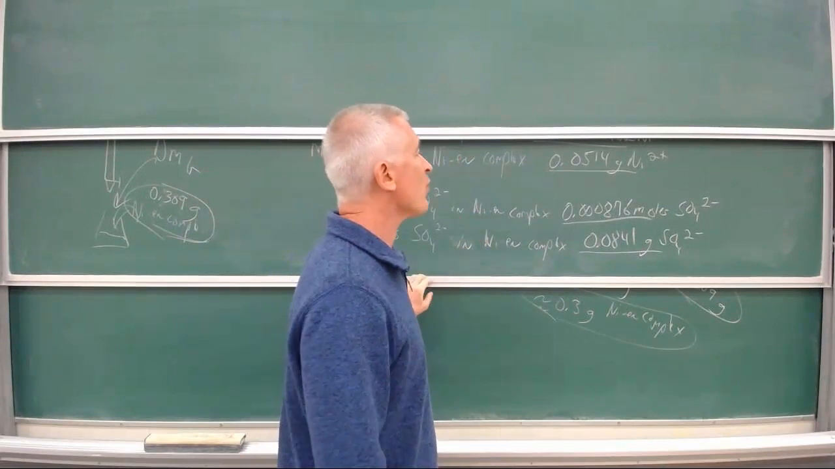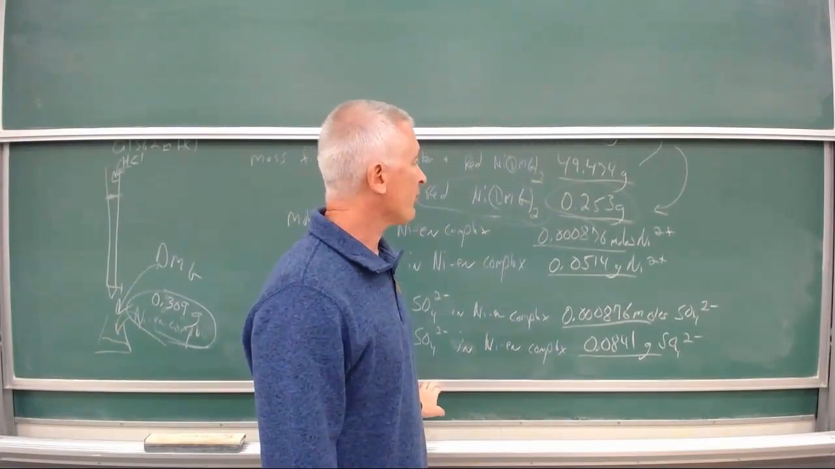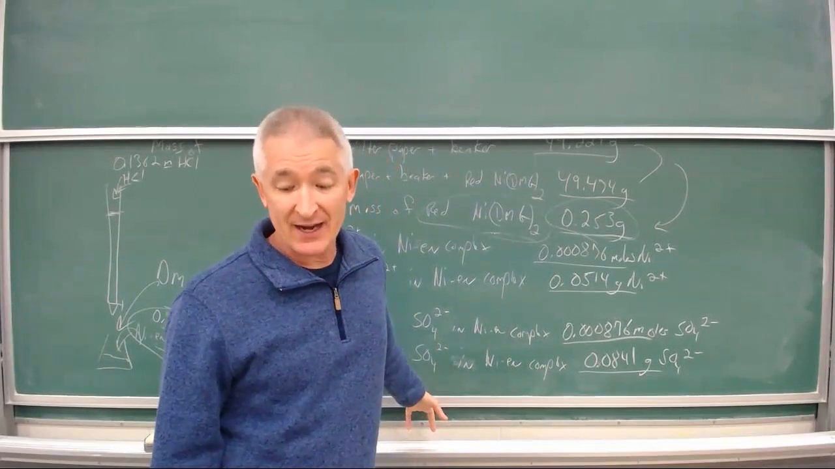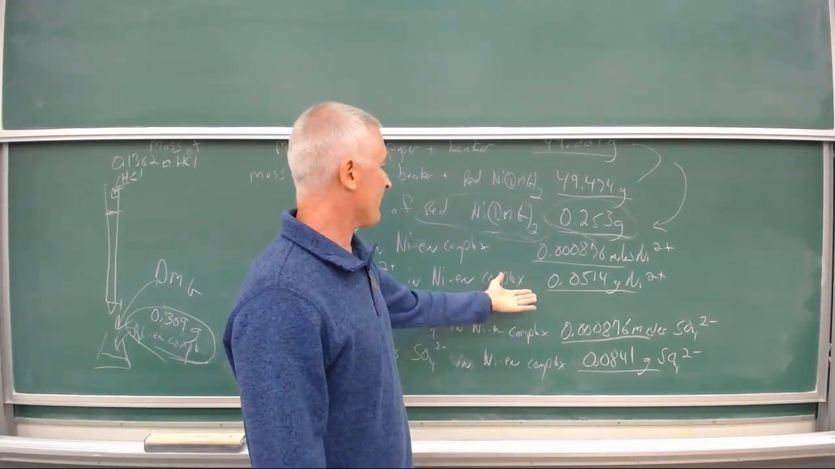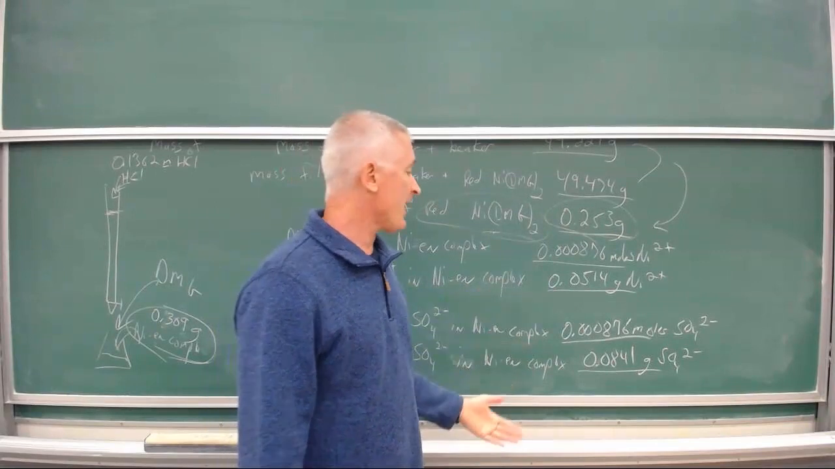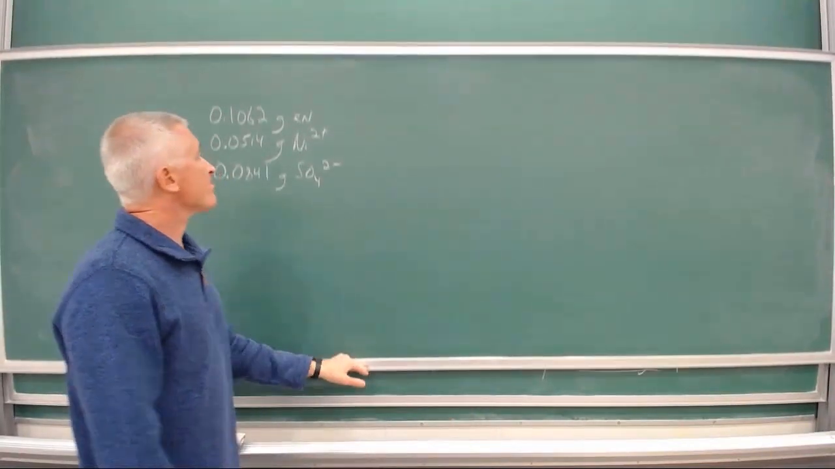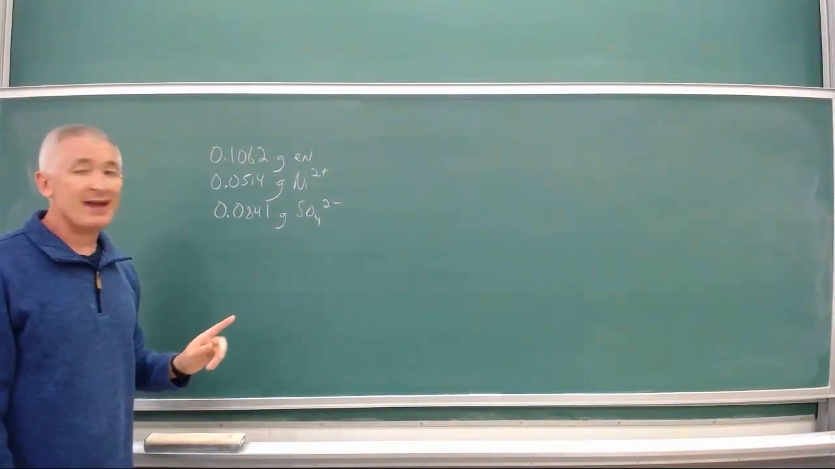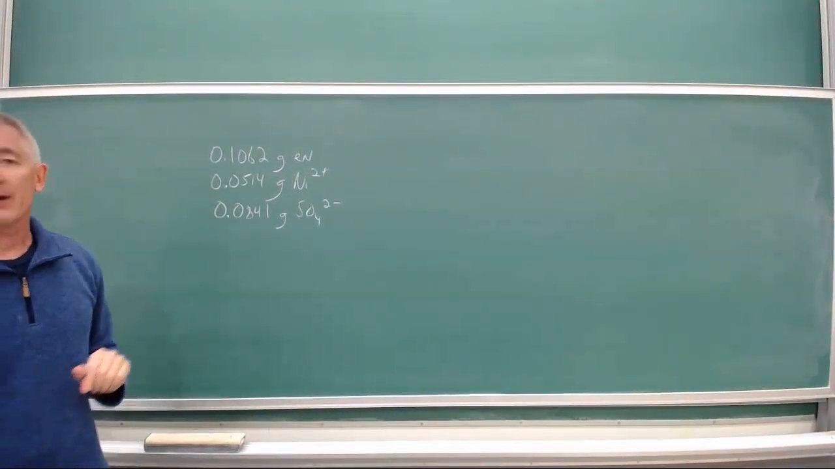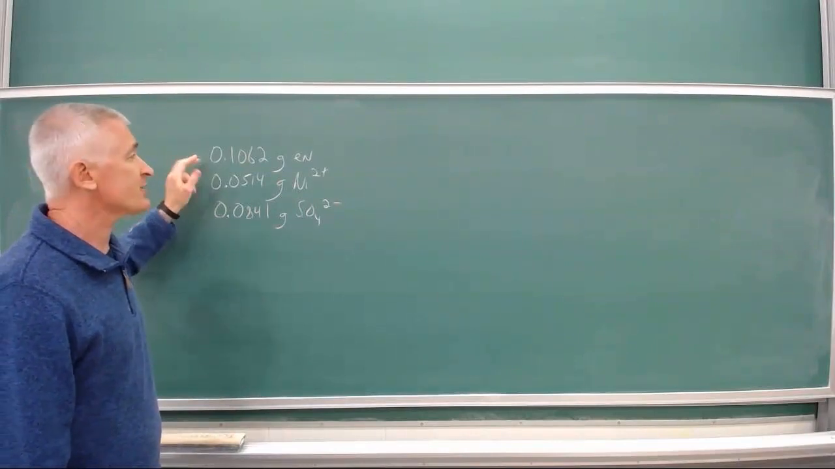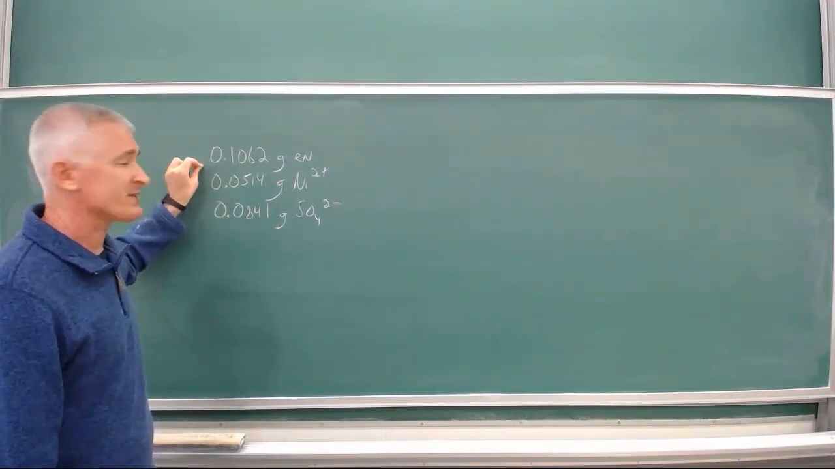Now let's remember what we have done. On a previous data table, we have grams of ethylene diamine, don't we? We have grams of nickel. We have grams of sulfate. So you can check your data table to make sure that I'm on the level here. We have all three of these. We have 0.1062. This number is probably stored somewhere.